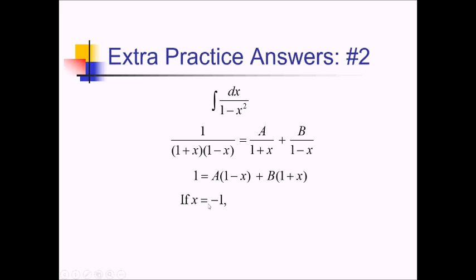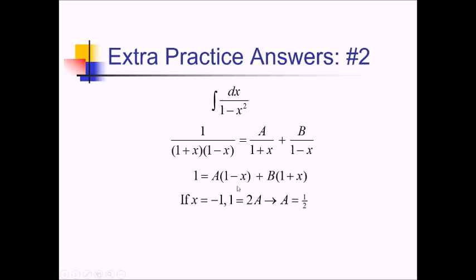So if x equals negative 1, b is going to be gone. And I can write 1 equals, and this is going to be 1 minus negative 1, so 2 then, 2a. 1 equals 2a. So that means a must be 1 over 2 to make this whole thing work.